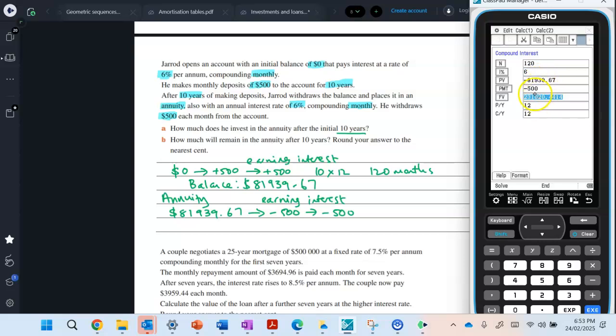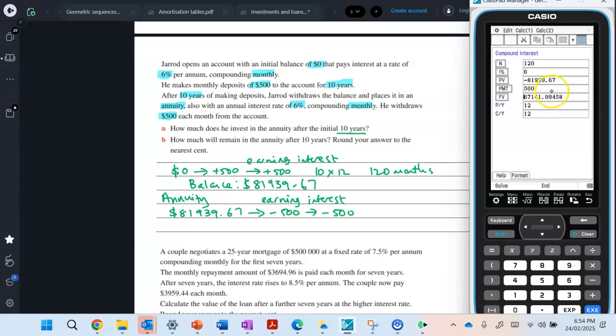So after 10 years, we've still got a lot of money there. Where did I go wrong? All right, so the payment, oh my gosh, needs to be positive. I should really pay more attention, guys. I knew it was too big, because if you've got 81,000 and you're taking money out, you can't have more money.